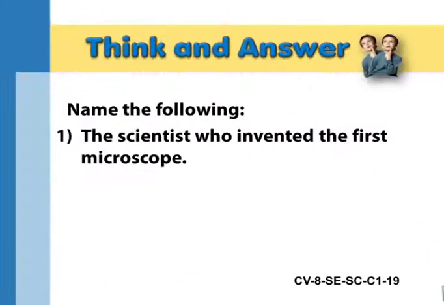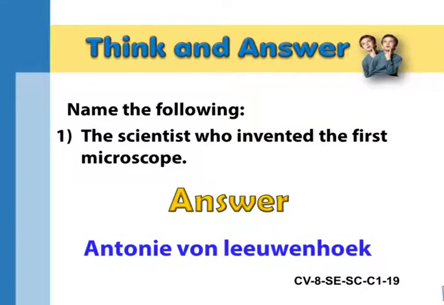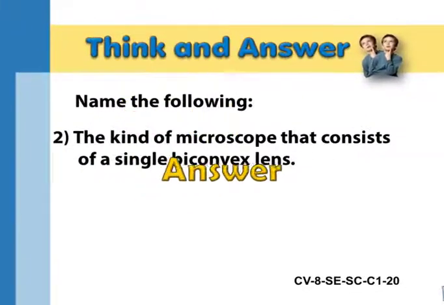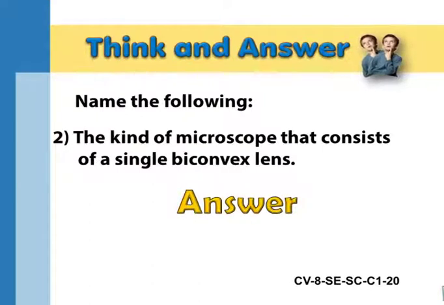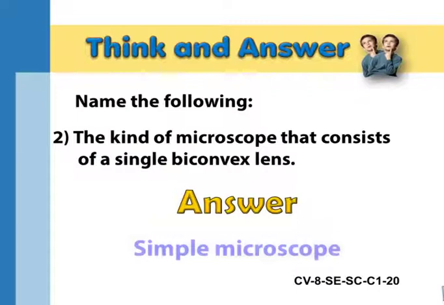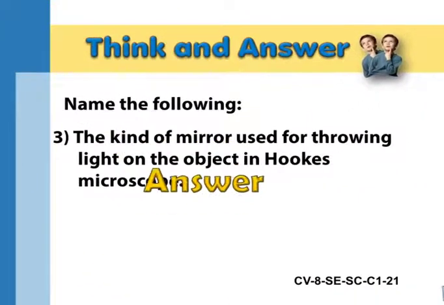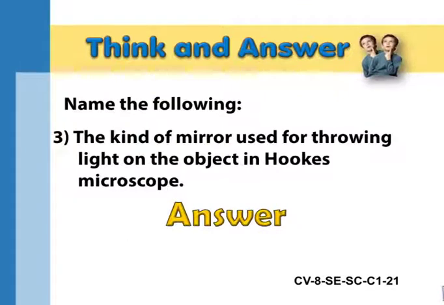Yes, you are ready with your answers. Shall we verify the answer now? Answer. The scientist who invented the first microscope is Antony von Leeuwenhoek. For the second question, the kind of microscope that consists of a single biconvex lens is simple microscope. Yes, for the third question, the answer is the mirror used for throwing light on the object in Hooke's microscope is concave mirror.